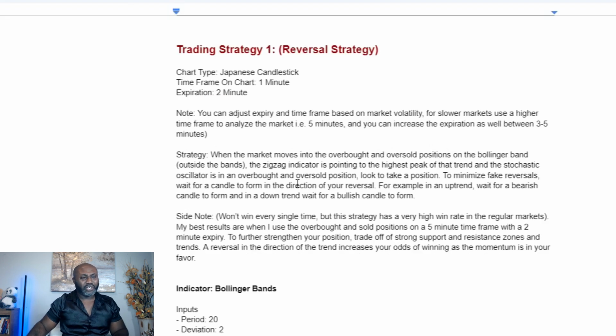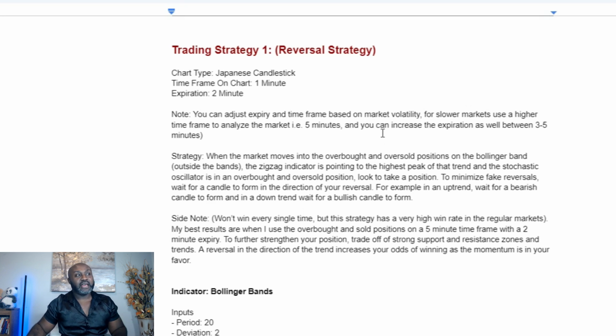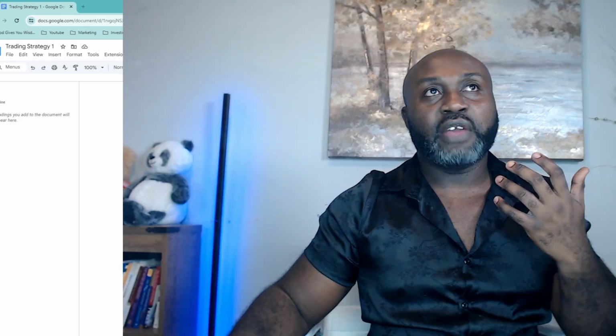All right, so here are the instructions for this strategy. You can adjust the expiry and time frame based on market volatility. For slower markets, use a higher time frame to analyze the market, for example 5 minutes, and you can increase the expiration as well between 3 to 5 minutes. So if it's a slower market, use a higher time frame and use a longer expiration time because the market's moving really slow. So just be cognizant of that. If it's a very volatile market, then yes, you could use the time frames that we have illustrated over here.